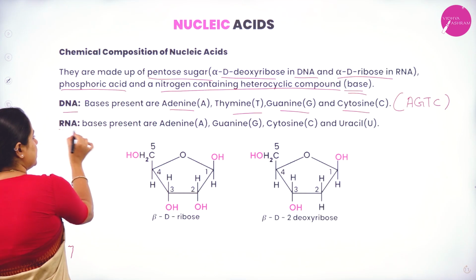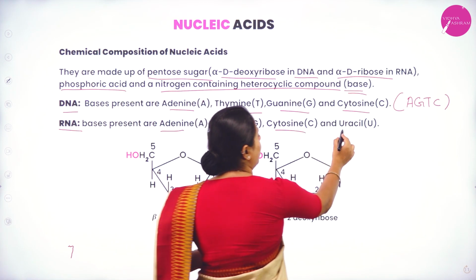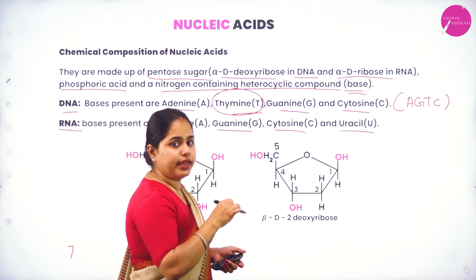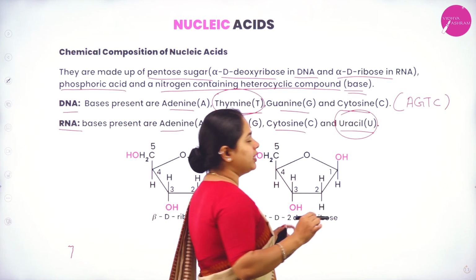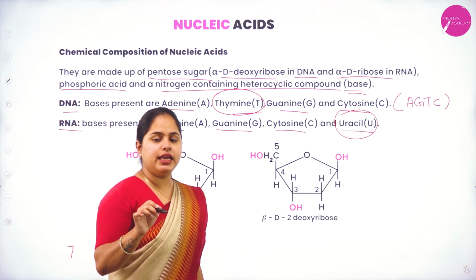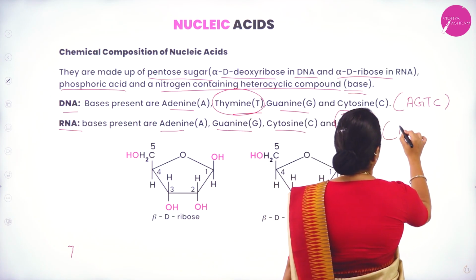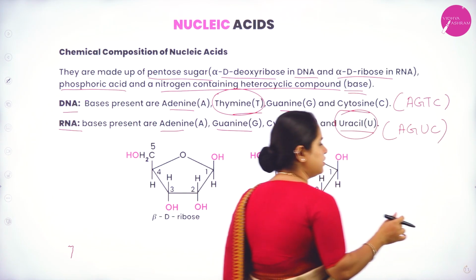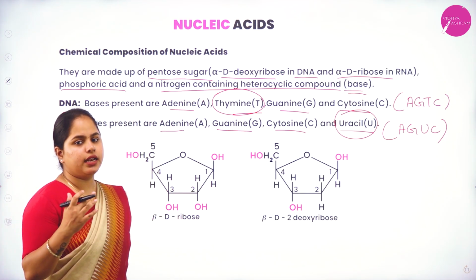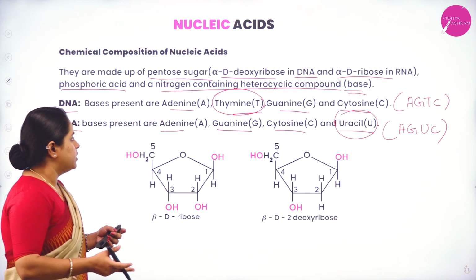Now let's say the case of RNA, you have adenine, you have guanine, you have cytosine and you have uracil. So what is the difference here? In DNA you have thymine. In RNA instead of thymine you have uracil. So other 3 are the same, right? You have adenine, guanine, cytosine. So in DNA it is thymine which is present. In RNA it is uracil which is present. So this is very important to remember. The one which differs is thymine in DNA and uracil in RNA. Clear?